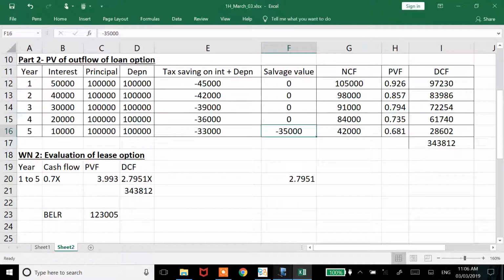Now write part 3, computation of indifferent residual value.